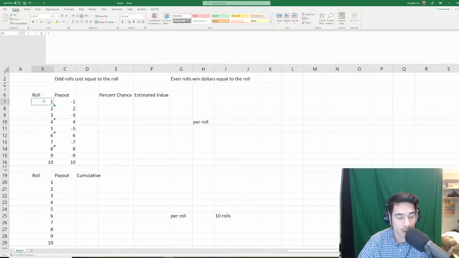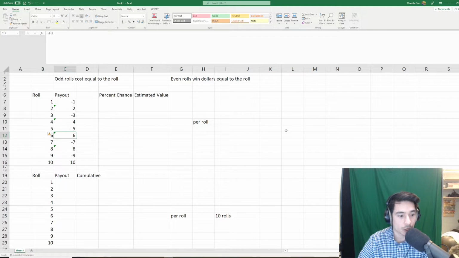So if you roll a 1, you have to pay them $1. If you roll a 3, you have to pay them $3. If you roll a 5, you have to pay them $5. And then every even number you roll, you get paid that amount by the game manager. If you roll a 2, you get $2. If you roll a 4, you get $4. If you roll a 6, you get $6, and so on.